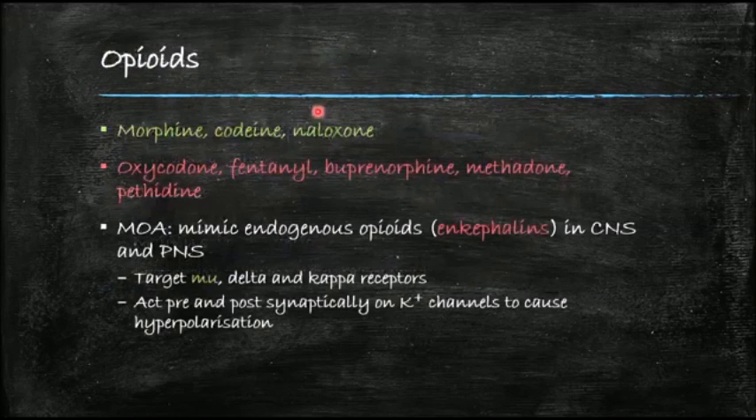Analgesia. Opioids is probably the only thing you really need to know about. They mimic endogenous opioids, which are known as enkephalins in the CNS and PNS. They can target various receptors, and based on what receptor is targeted, they're going to cause different effects. Mu is the one that has a therapeutic effect of pain relief.